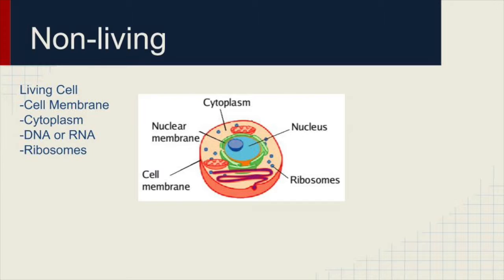Now, what exactly does that mean? Well, what it means by non-living is that it does not have the necessary parts to be considered living. The necessary parts for a cell to be considered living is it must have a cell membrane, cytoplasm, DNA or RNA, and ribosomes. And as you can see in the diagram to the right, you can see all those labels on an animal cell. Now, if you do not see DNA, that is actually included inside of the nucleus.